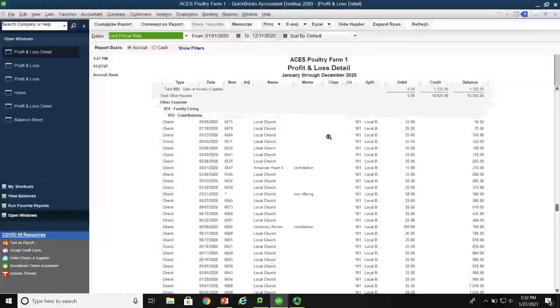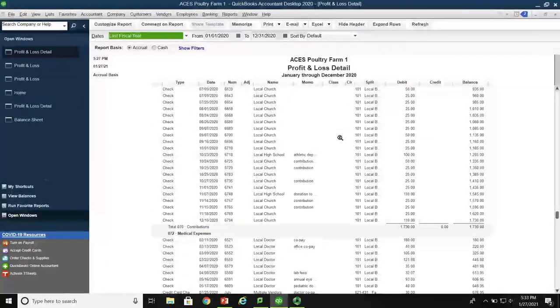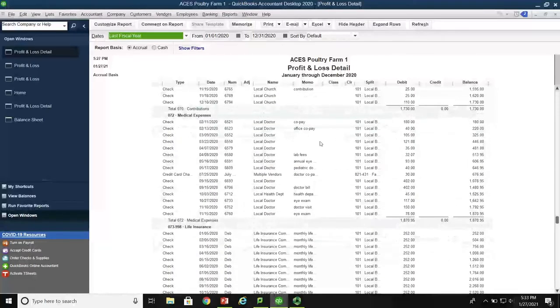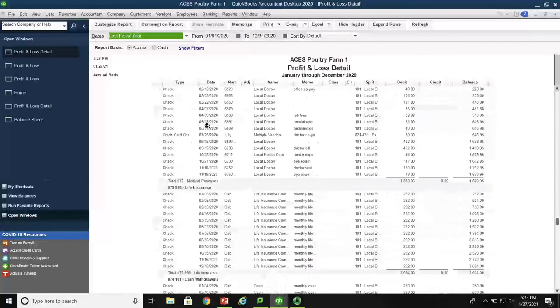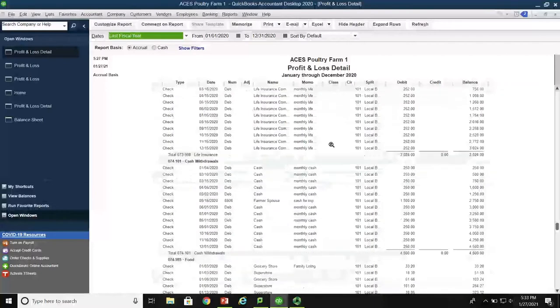Then we moved into family living, how we talked about non-farm expenses that were running through the farmer's farm operations checking account. So therefore, they can't go under farm operations. Farm income, farm expenses, they have to go into other income and other expense. So here's a breakdown of contributions that were made by the farmer. Looks like he's a pretty consistent giver to his local church. Here's all the medical expenses that were paid for out of the farm checkbook. Here's all the life insurance that was paid for out of the farm checkbook.